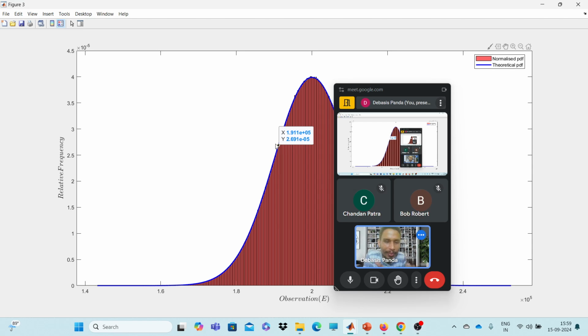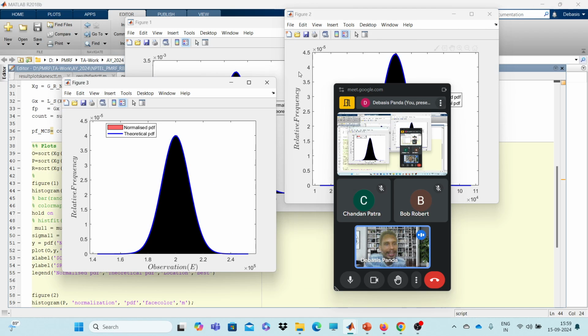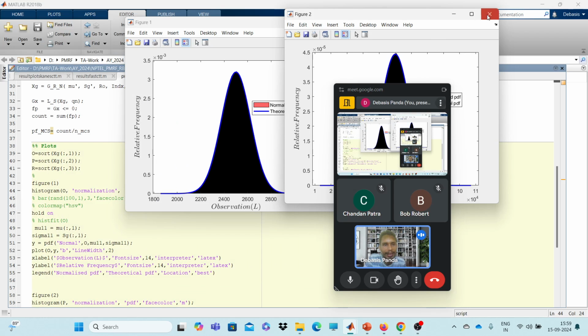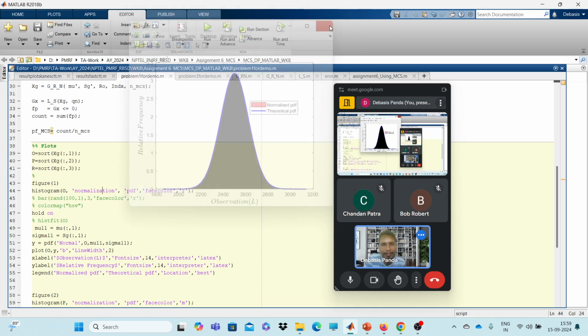I have to shrink it into a histogram and plot this histogram diagram. So now I can say that my theoretical as well as my normalized PDF are okay, and I am getting results very close to my results from FORM and so on. Now here you can see what happens if I decrease the number of simulations. Let's see what happens.